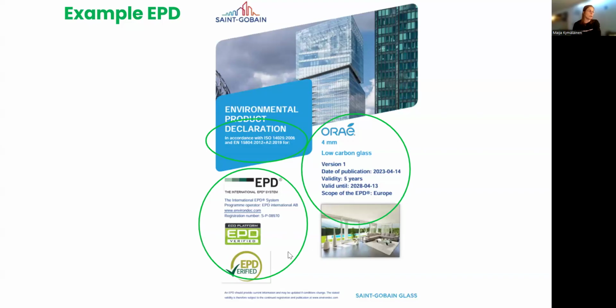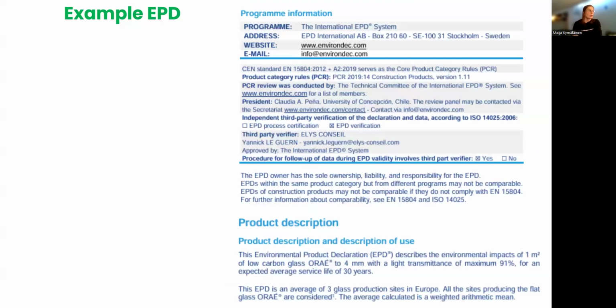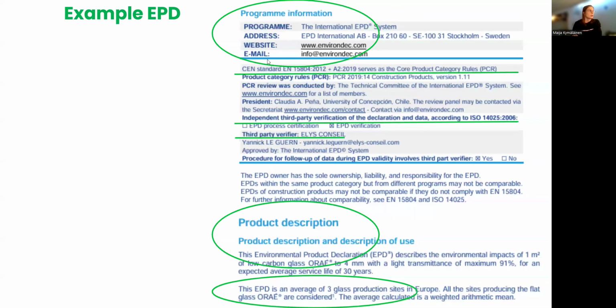And here we have information on the program operator, so the body that actually produces the EPD and then publishes it and then maintains it in the database. And then when we go forward in the EPD, we can see more information on the program operator. So this is the international EPD system. Where is the website and where they're located, so on. About the PCR, so product category rules, and what were they made according to, who was the third-party verifier, and then we have information about the product.